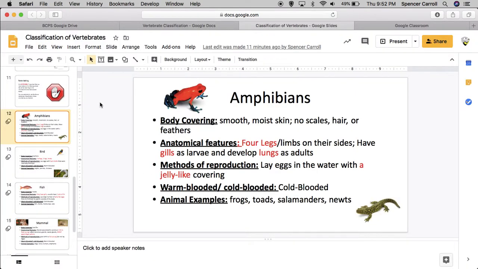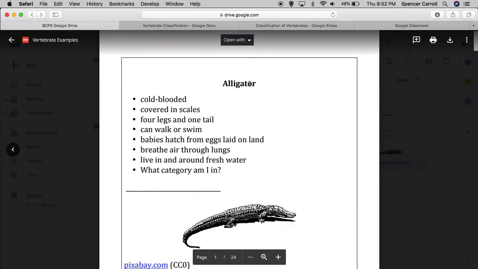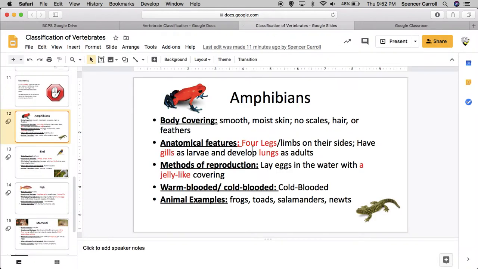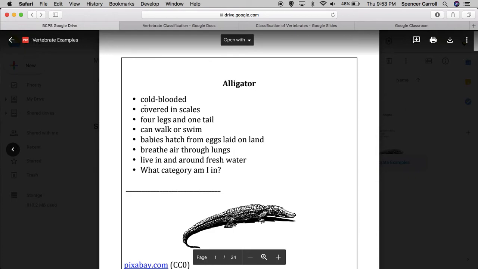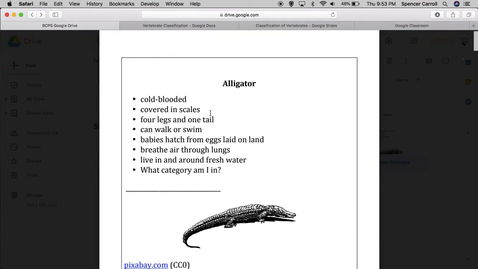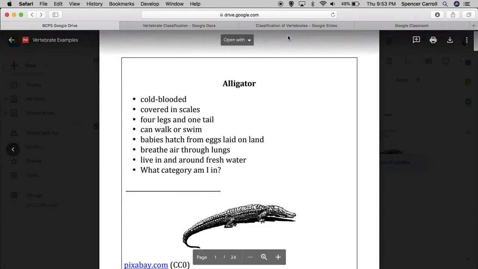If I need to, I can go back to the slides if my notes aren't finished. Ideally, you'd be going to your notes and you could pretty quickly identify which one it is. So again, I'm going to be comparing the characteristics of an alligator to the characteristics of these 5 groups. All right, so looking at amphibians. Amphibians are covered in smooth, moist skin. Well, that rules out amphibians for alligator because alligators are covered in scales. So it's not smooth, moist skin.